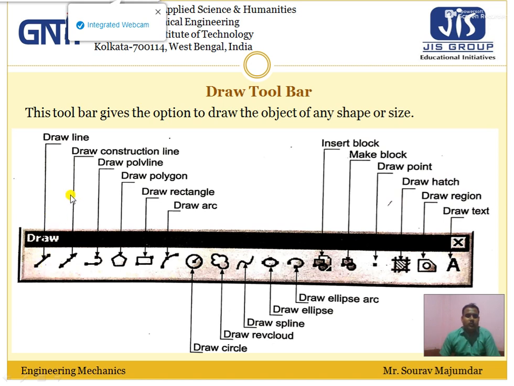From this draw toolbar, all these things are not in your syllabus. Only line is in your syllabus. Line is there, polygon is there, rectangle is there, and circle is there. So there are 4. Oh, there is another thing, there is hatch. So these 5 things are in your syllabus. Next day I will start to discuss these 5 tools one by one.